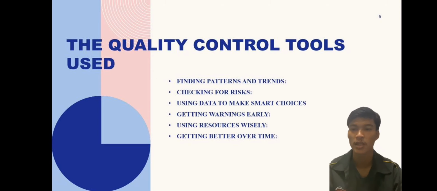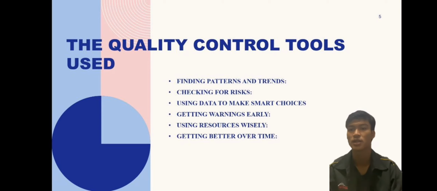Third is using data to make smart choices. Umicore uses advanced tools like the histogram to make decisions based on facts. By looking at this chart, they can understand how different things affect the supply chains. This helps them make smarter choices when things change.